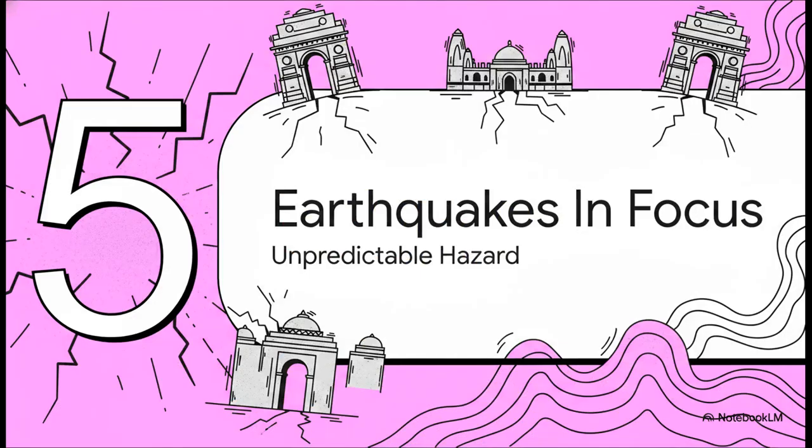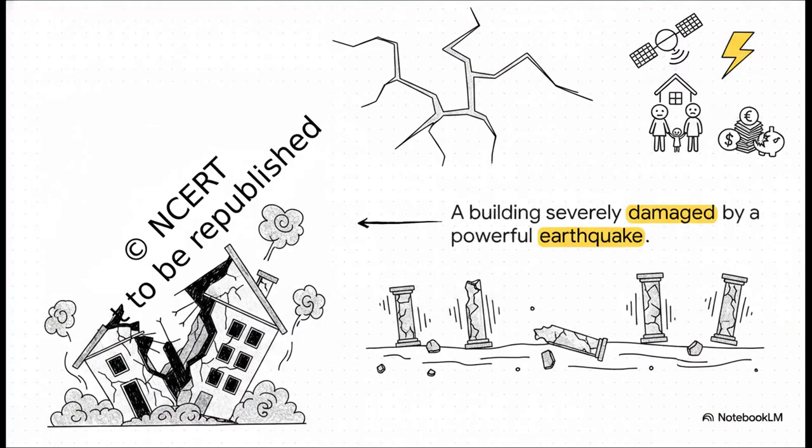Which brings us to section 5. We're putting earthquakes in focus as the most unpredictable hazard we face. Of all the natural hazards facing the Indian subcontinent, earthquakes are just uniquely terrifying. They are by far the most unpredictable and highly destructive natural disasters out there.